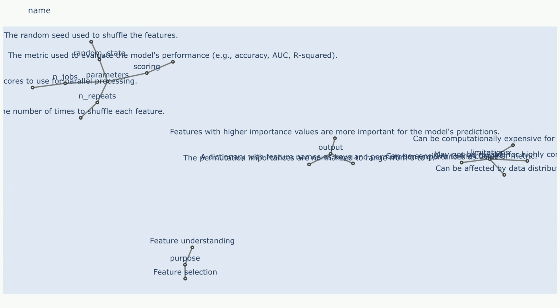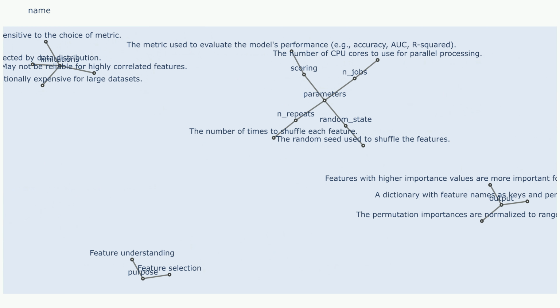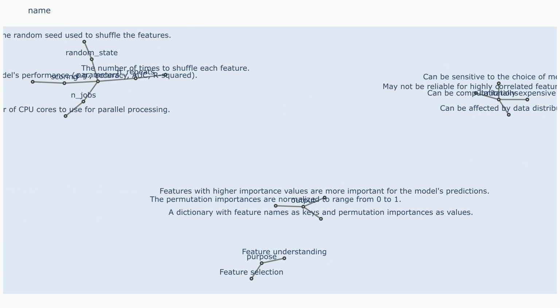No assumptions. It doesn't rely on specific model assumptions like feature linearity or coefficient values. Robust to feature correlations. It effectively measures feature importance even in the presence of highly correlated features. Statistical significance. By performing repeated permutations, the function provides a measure of the statistical significance of each feature's importance.